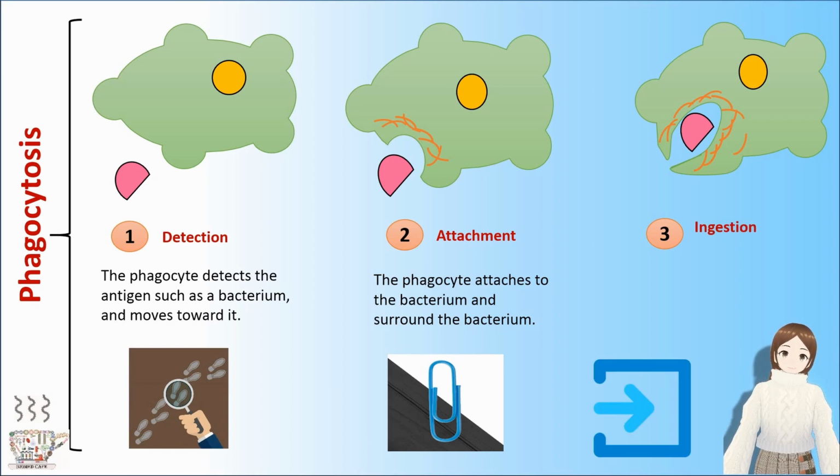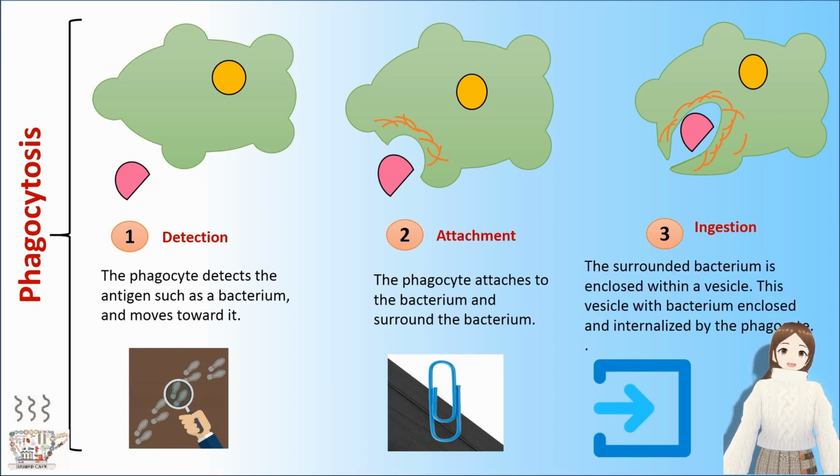3. Ingestion. The surrounded bacterium is enclosed within a vesicle. This vesicle with bacterium enclosed is internalized by a phagocyte.